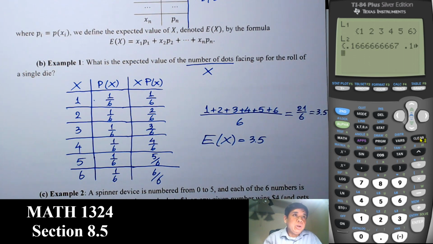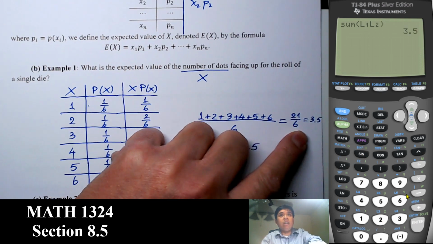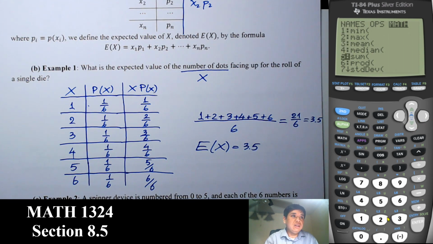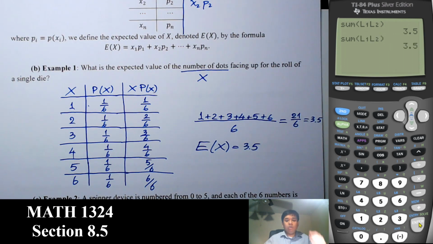Right, now what we do is take list 1 times list 2 and add all of them up. So hit stat, second stat, go to math, option number 5. So we're going to sum, we're going to add the product of list 1 times list 2. Of course, that's what we have. So again, second stat, and then go to math, option number 5. And now list 1, second one, list 2. Right, so we have that.